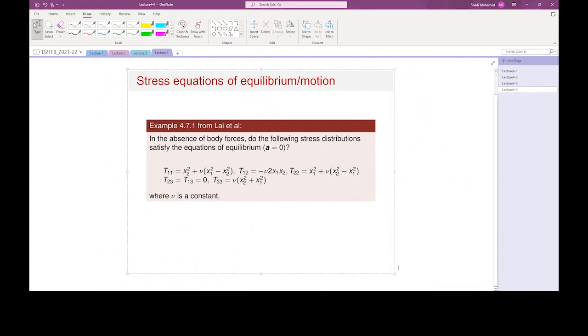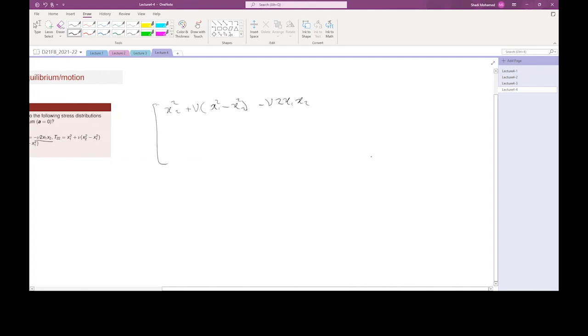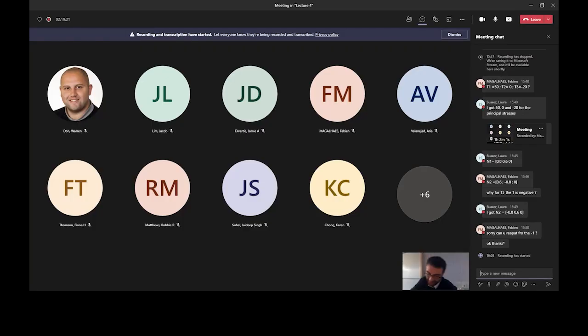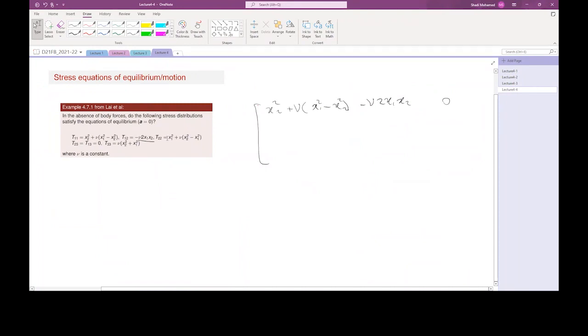Okay, so you are trying to make sure that the equilibrium equations are satisfied for this stress tensor. I'm just going to write the stress tensor first. Use black instead. So you have x2 squared added to the Poisson ratio x1 squared minus x2 squared. The second component is minus Poisson ratio multiplied by 2 x1 and x2. And then the last one is 0. So you don't have any components in the third direction. So you don't have any components in the 1, 3 direction. So you have 2, 3 and 1, 3 equal to 0.